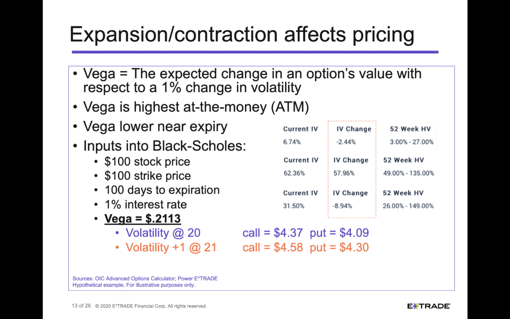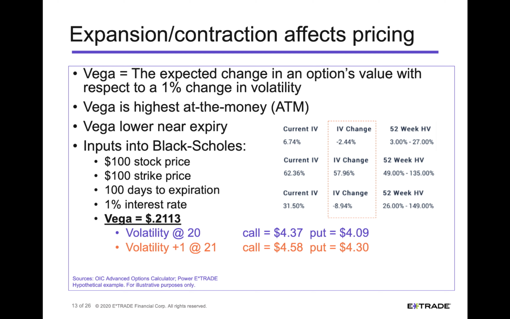How did that affect the prices of the options? You can see it enhanced them both. The call option went from 4.37 to 4.58, and you'll notice that is the vega, a 21-cent move. The put option also went up, from $4.09 to $4.30. So the expansion in volatility doesn't necessarily give any idea of the directional move. It helps to understand how calls and puts become more valuable as volatility expands.